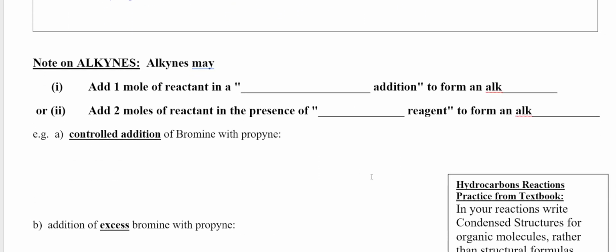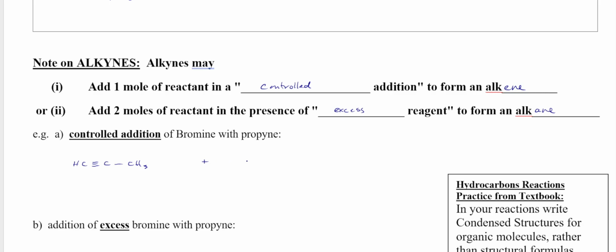So note on alkynes. Alkynes are triple bonds, and alkynes may add 1 mole of reactant in what's called a controlled addition. And if we do that, then it forms an alkene. So it goes from a triple bond down to a double bond. But if you add 2 moles of reactant in the presence of excess reagent, then you form an alkane. So 2 reactions here, the controlled addition of bromine with propyne. So propyne would be just as follows: HC triple bond C bonded to CH3.